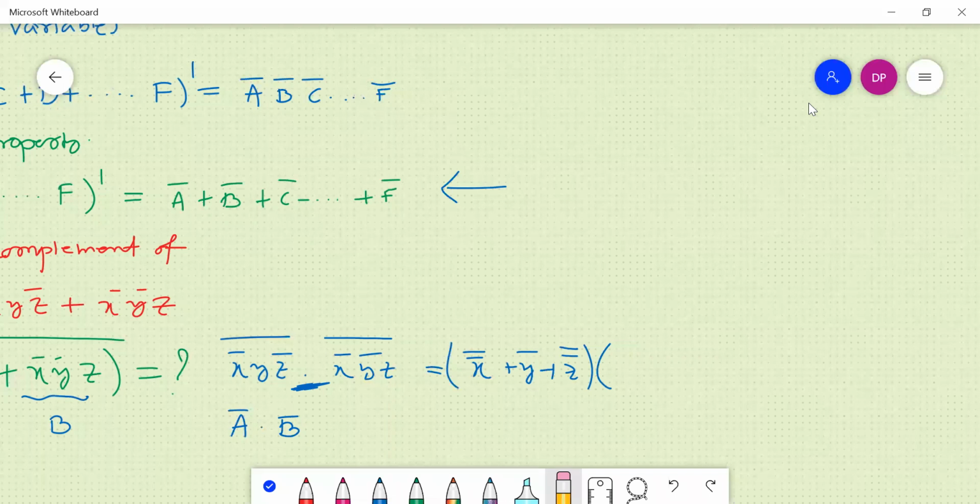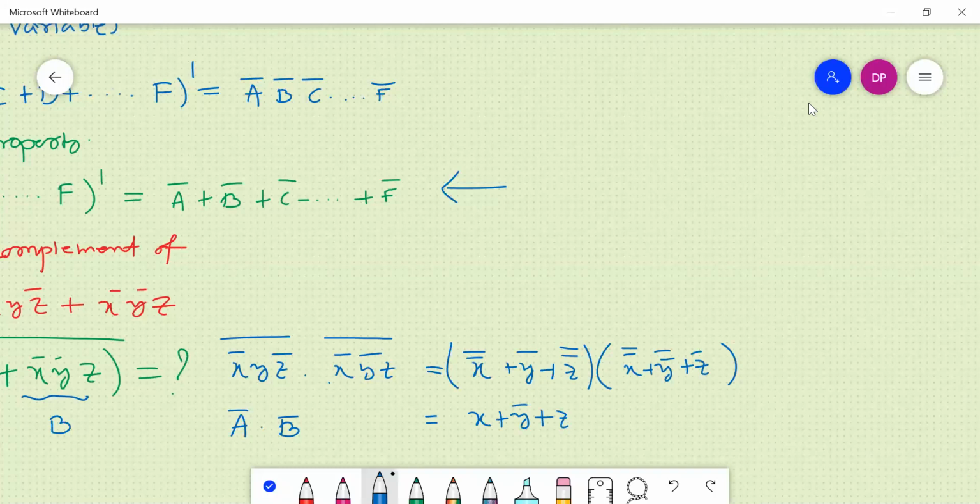Next, X bar bar plus Y bar bar plus Z bar bar. Okay, so the answer will be what? This is X plus Y bar bar plus Z bar bar, into X plus Y plus Z bar. Yes, this is the answer.